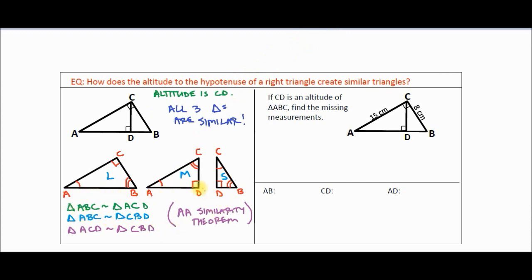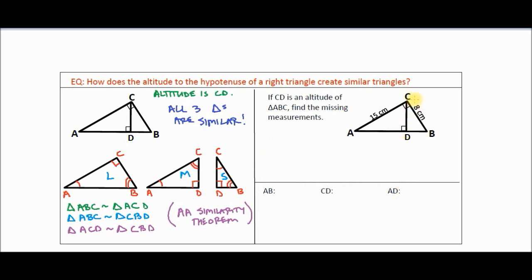So this information that we just wrote down, class, can be helpful when we're solving these types of problems that you see on the right. Let's take a look and see how it will help us. If CD is an altitude of triangle ABC, find the missing measurements. So they tell us that triangle ABC has an altitude CD, which is perpendicular to the hypotenuse, and it goes up and it touches letter C. They want us to find the length of AB, CD, and AD.